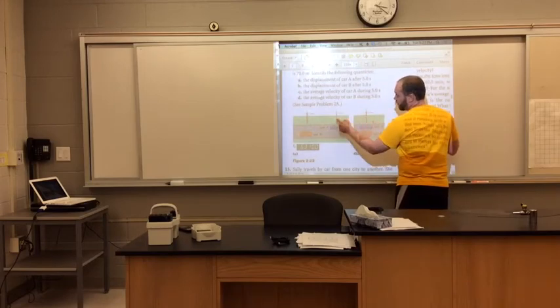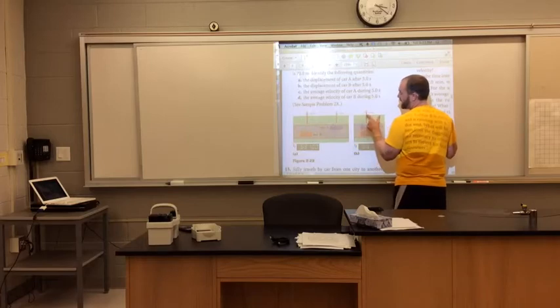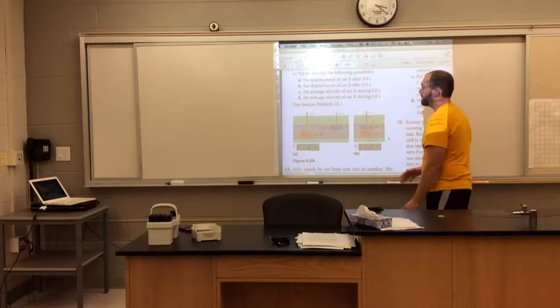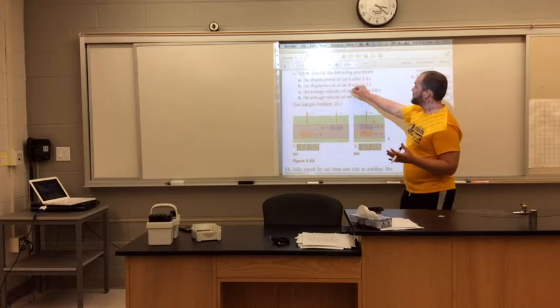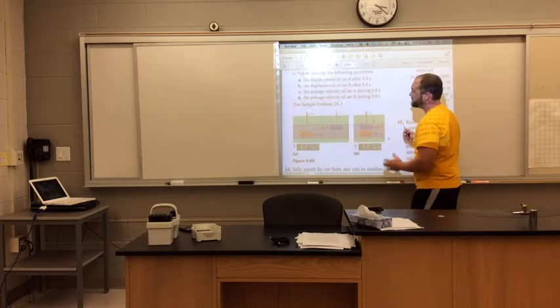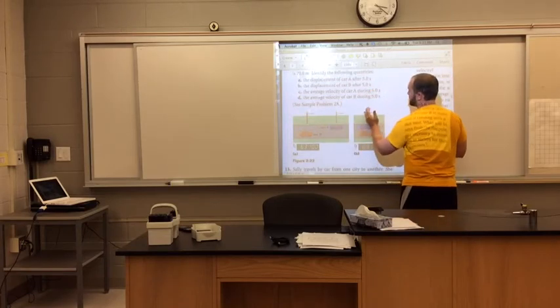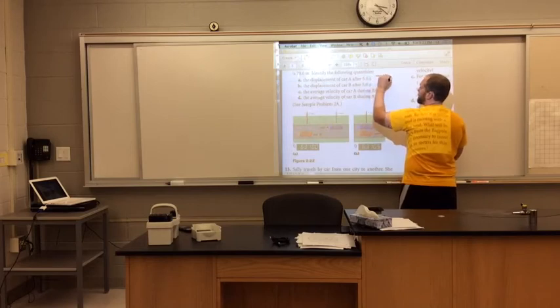If this telephone pole was this telephone pole, it means that car A didn't move at all. But they're different telephone poles. This is the next one over. That's what they're showing you. So, the displacement of car A after 5 seconds. In 5 seconds, car A went from this pole to this pole. So it went 70 meters.